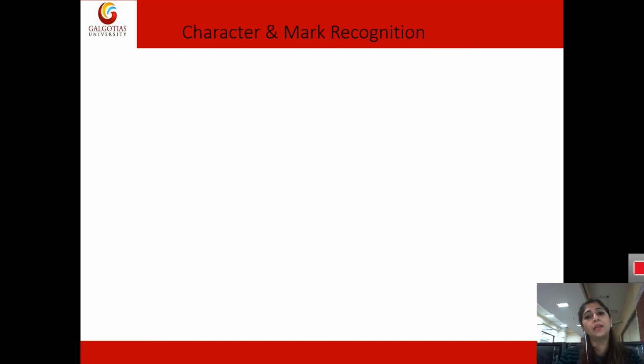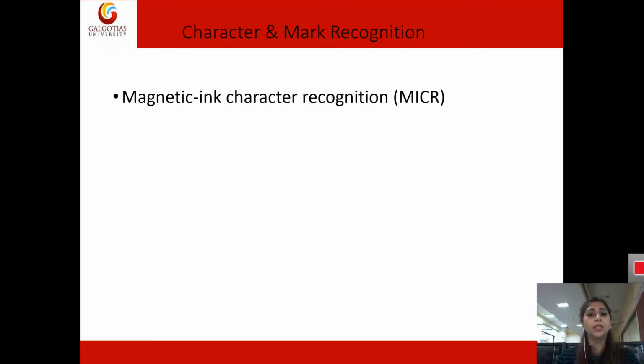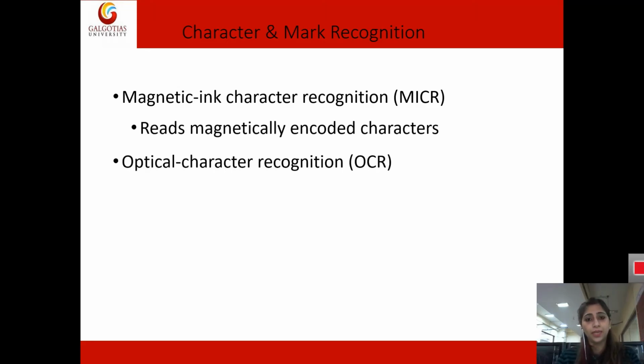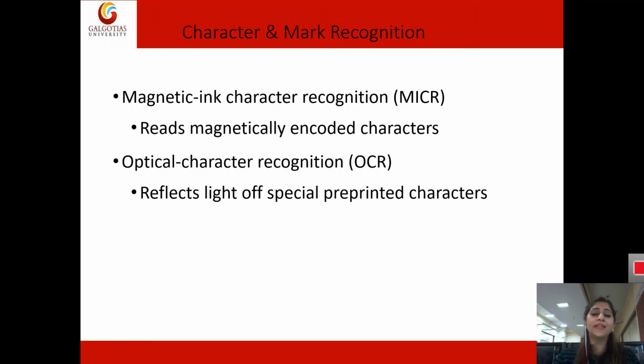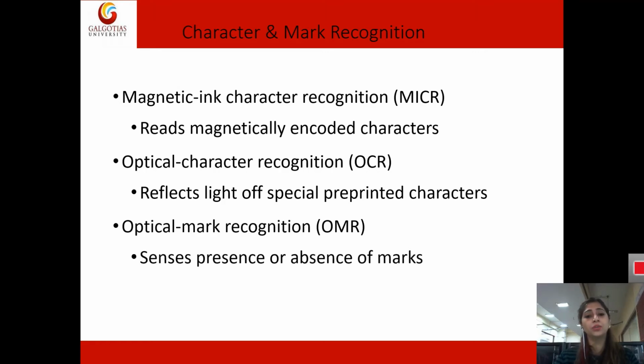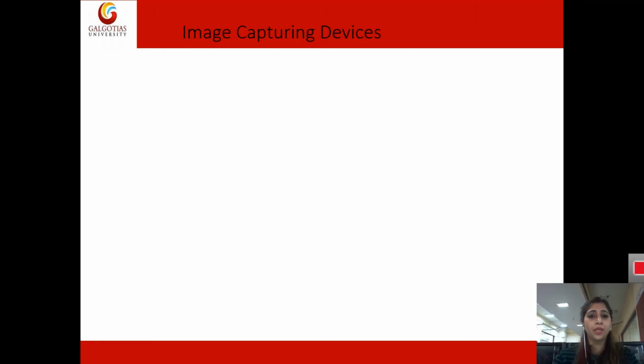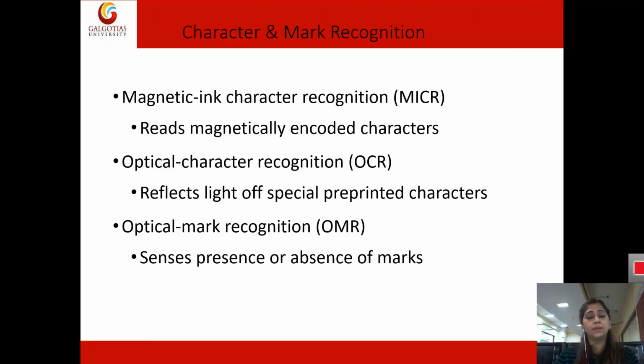Then we have the character and mark reader. Character and mark reader basically is the magnetic ink character reader, MICR, and it reads magnetically encoded characters. And then we have the optical character reader, which reflects light off special pre-printed characters. And then we have the optical mark recognition, OMR, which is also used to sense the presence and absence of marks. So these are some of the recognition devices that we use.